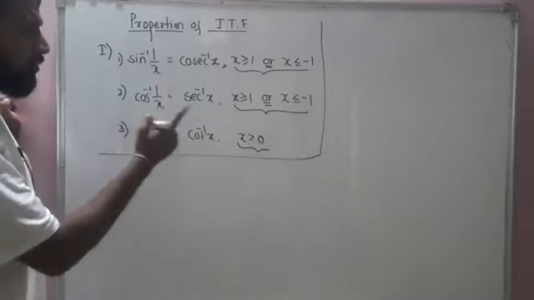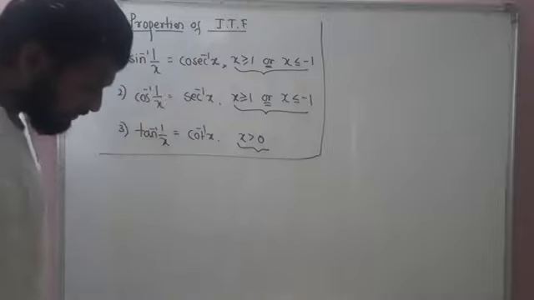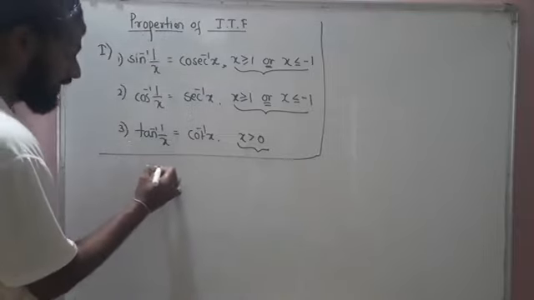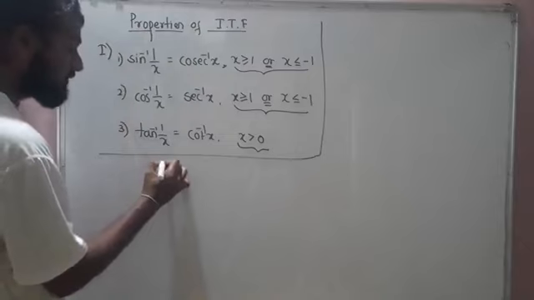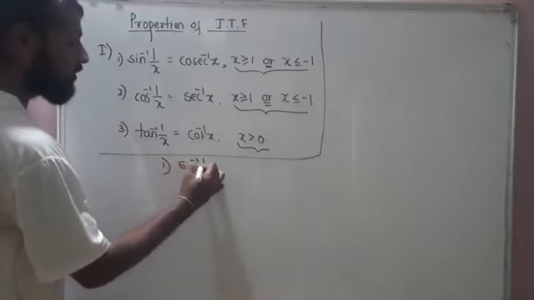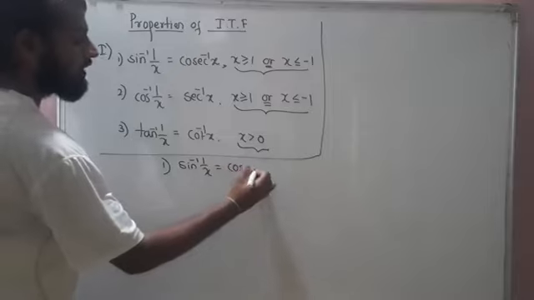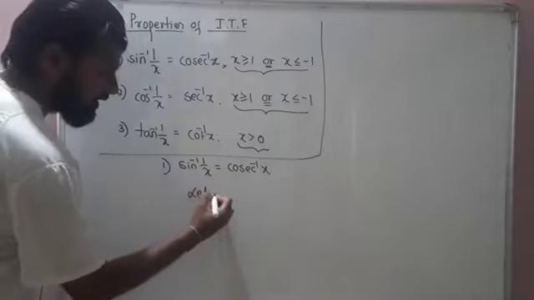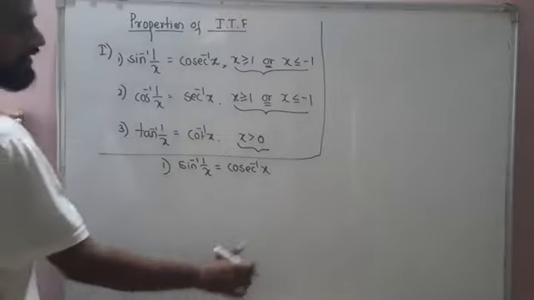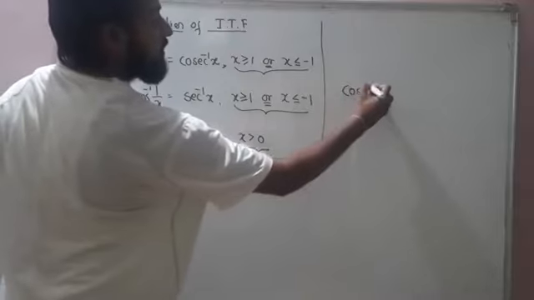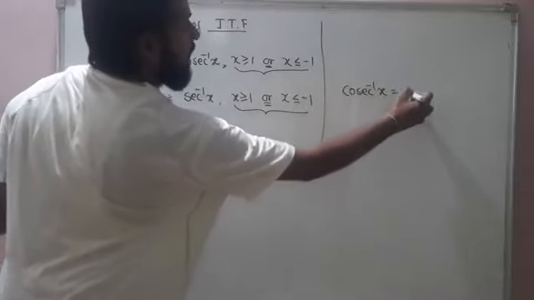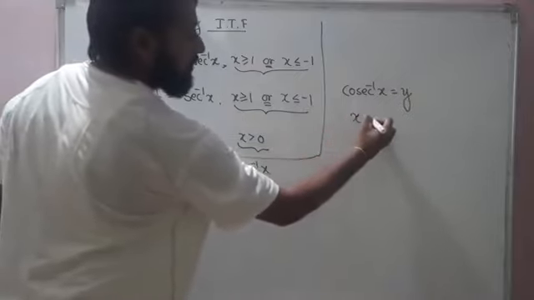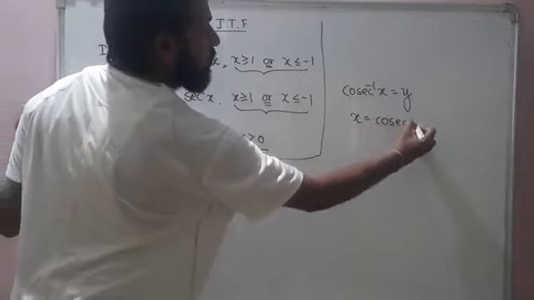Well, I'll tell you how to prove this property. I'll tell you for only the first one. So let's prove the first one. I'll take the first one, that is sine inverse 1/x is equal to cosec inverse x. I'll start with the RHS. Let me write here: cosec inverse x is equal to, let's take it as y. I have taken cosec inverse x equal to y, and I can write x equal to cosec y.